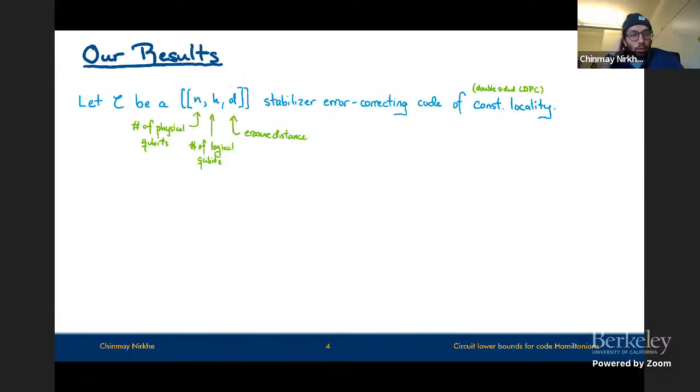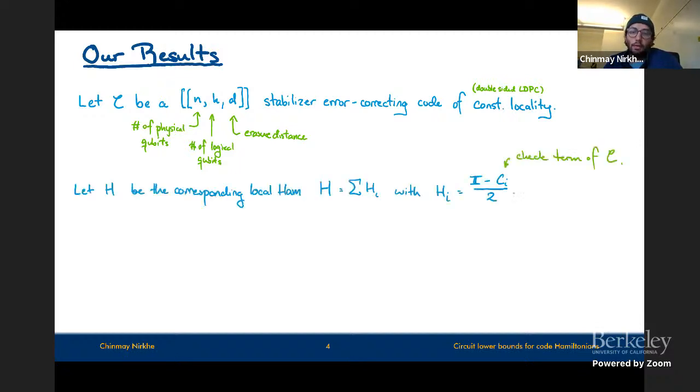So formally, what is our result? Our result says if you have a generic stabilizer error-correcting code, an [[n,k,d]] code where n is physical qubits, k is logical, and d is the erasure distance, as long as the code is an LDPC code, so it's got constant locality on both sides, you can write out the corresponding local Hamiltonian, which is very simple: you take a Hamiltonian term for every code check. And you take any low energy state, whether that be a mixed state or a pure state, so any state rho whose energy is less than some number epsilon, then we should be able to prove a minimum circuit depth of generating rho.